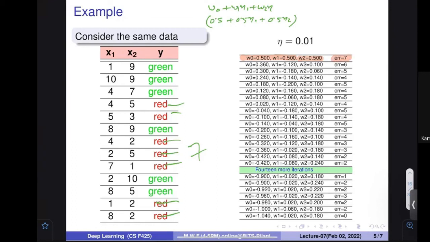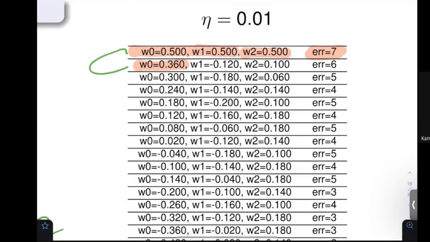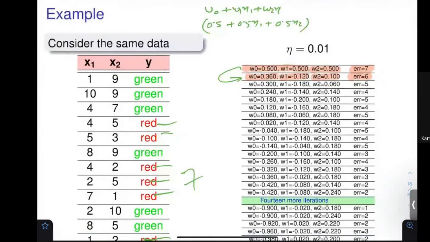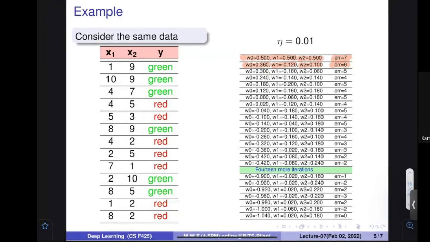But as I told you, we are going to utilize this equation to change these values. So if you apply this 7 times, the values are going to change, and then they become W0 0.36. Okay, this is changed. Then minus 0.12, then 0.1. These values change like this, and when you evaluate again, the error becomes 6 points. Any problem in this? Do you understand all these things? Yes or no? Please tell me. So initially the error was on 7 points, and then after that it falls to 6 points.